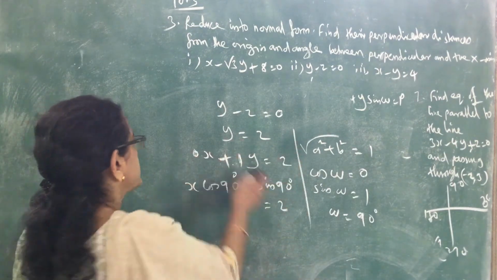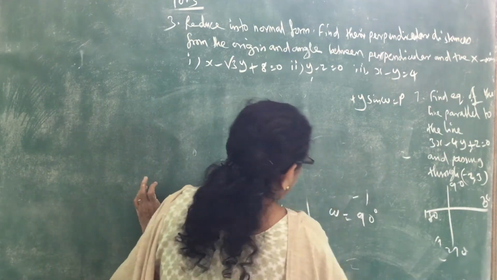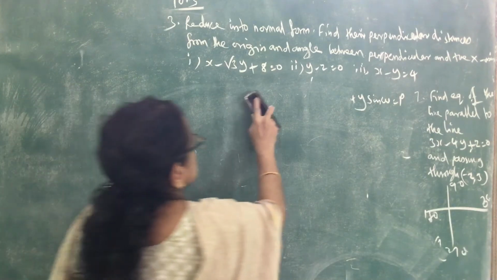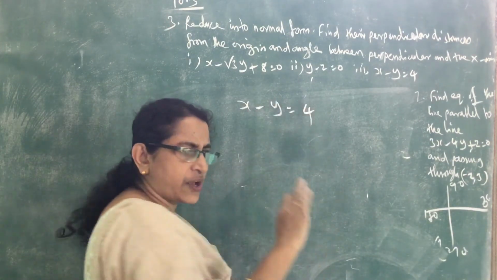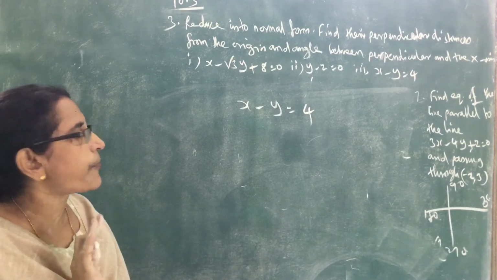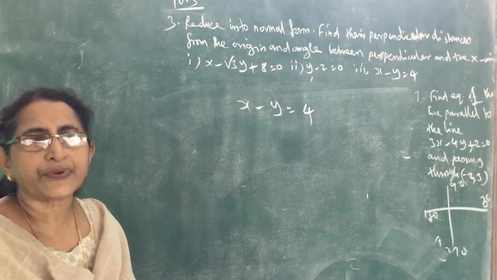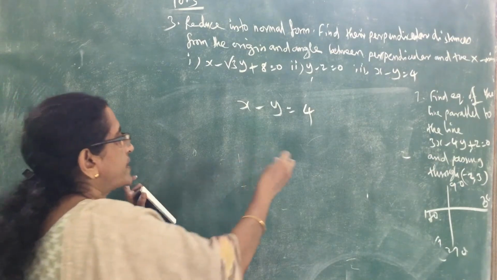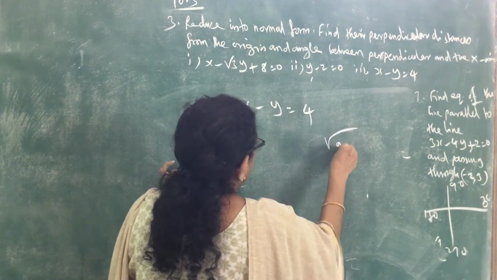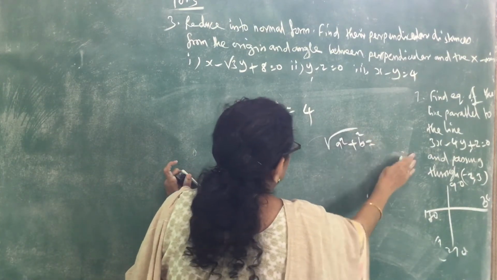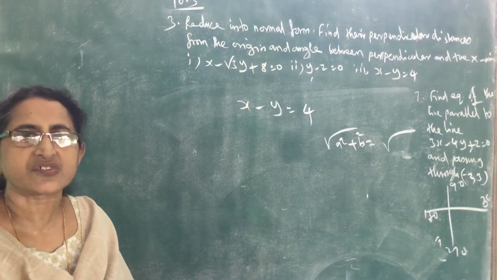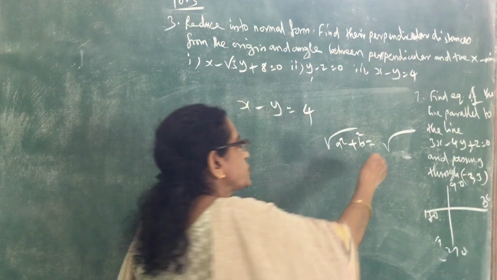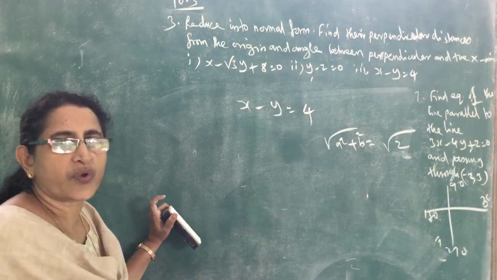Now see the third question, x minus y equal to 4. Now the constant term is on the right side, and it is a positive number also. Next we have to divide by root of a square plus b square. That is root of 1 square plus negative 1 square, that is 1 plus 1, 2. So root 2. So we have to divide throughout the equation by root 2.